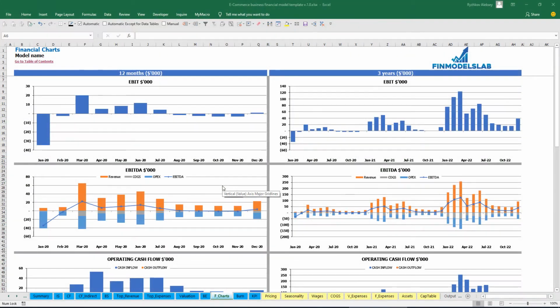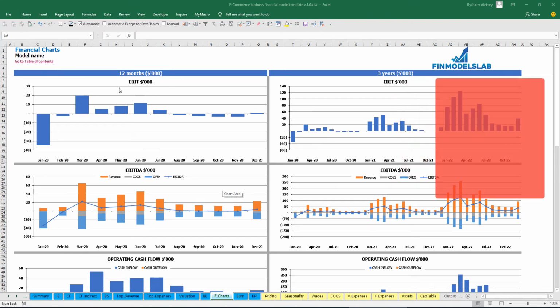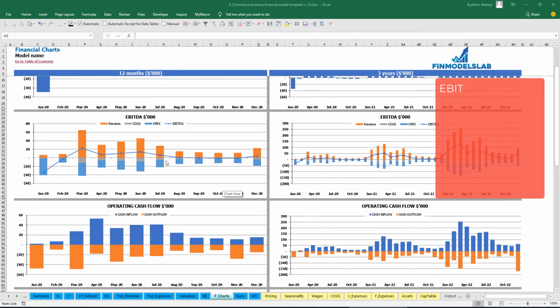On the financial charts tab, you may see 2 sets of charts. Breakdown of some KPIs by 12 months or 3 years by months. So on the first set of charts you may see the EBIT by months. The next one will show you the EBITDA breakdown with revenue, COGS and OPEX, and the blue resulting line EBITDA.